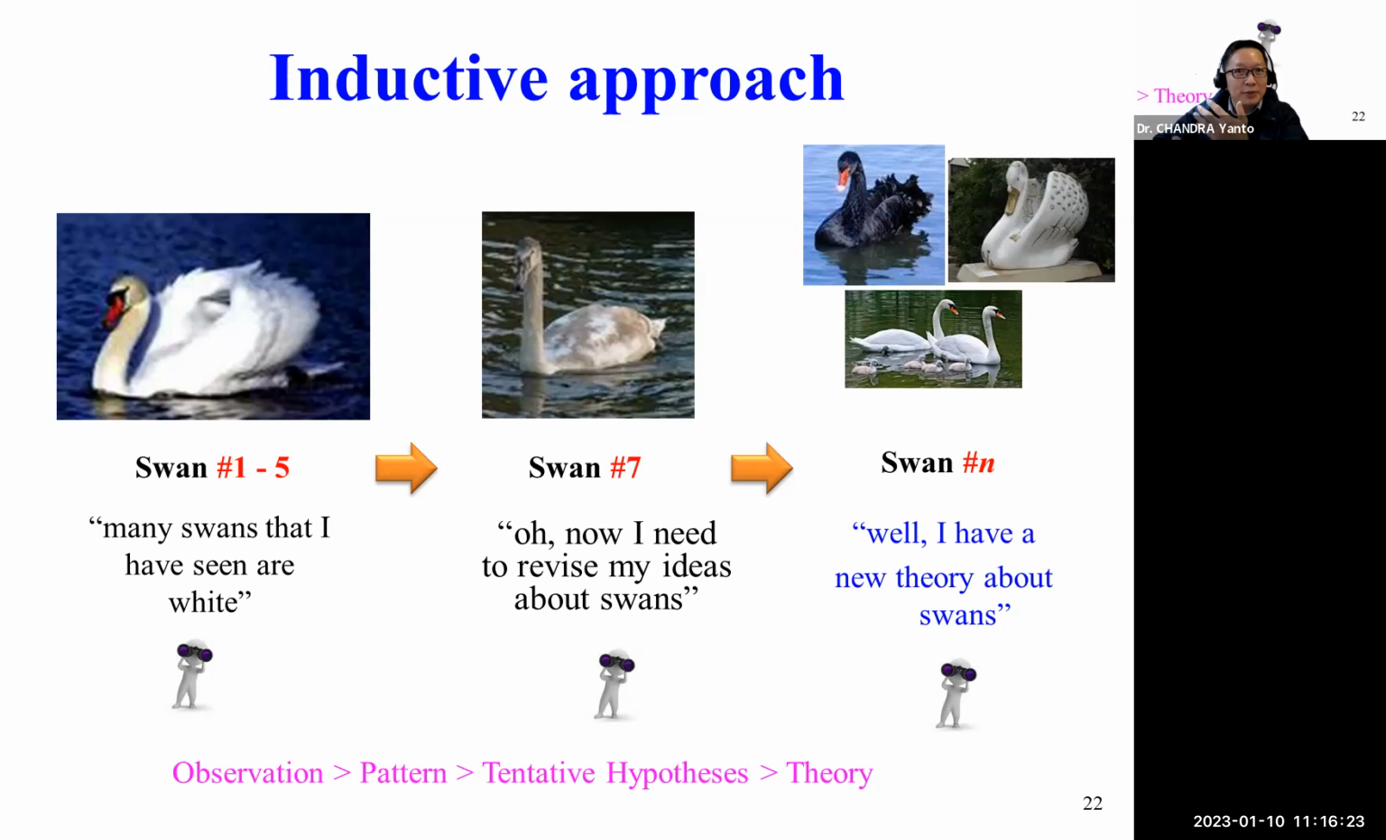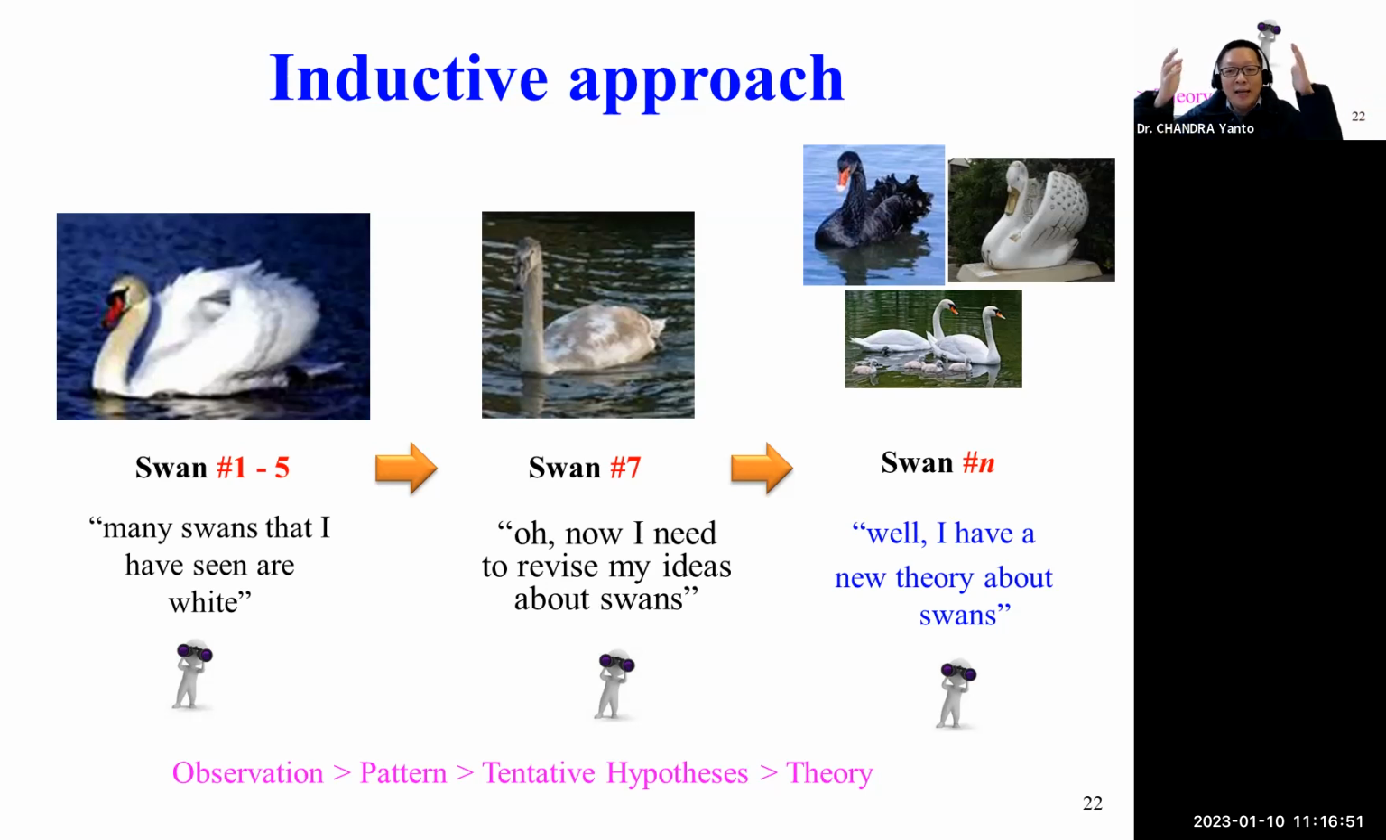So this is called the inductive approach. You keep on revising your conclusion or your explanation or your theory. You start to say, hey, swans are not white. And then you keep on going until swan number n, which can be any number: swan number 100, swan number 1000, swan number 10,000, which means you have observed 10,000 swans. And you start to say, hey, actually some swans are black, some are gray, some are pink, some are white, some are whatever colors.